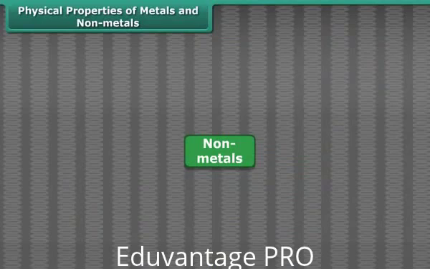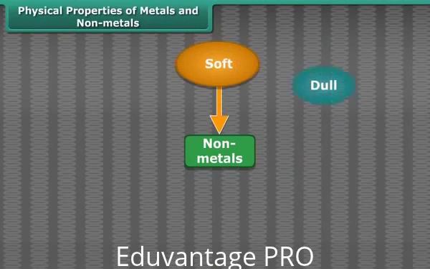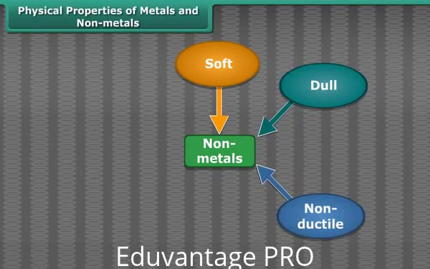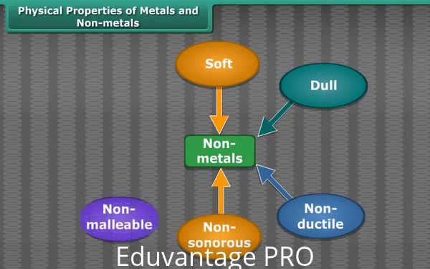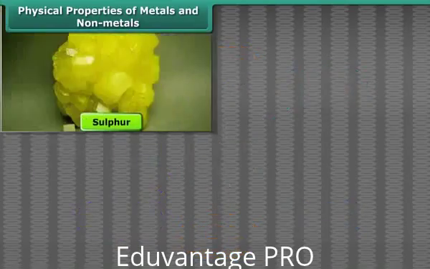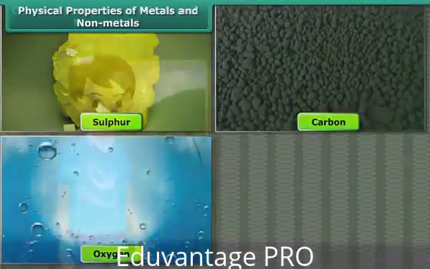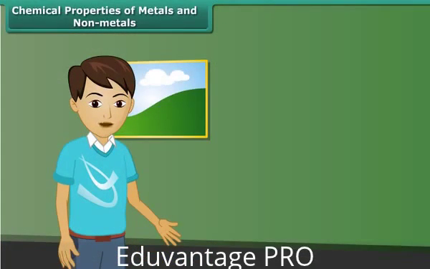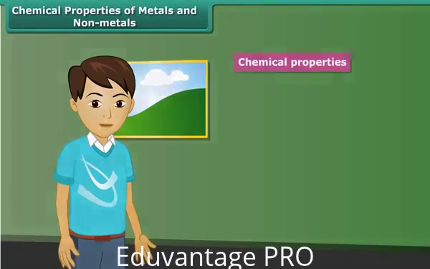Non-metals like coal and sulfur are soft, dull, non-ductile, non-sonorous, non-malleable, and poor conductors of heat and electricity. Sulfur, carbon, oxygen. Friends, after discussing the physical properties of metals and non-metals, let's know about their chemical properties.